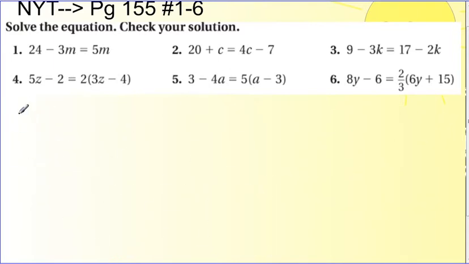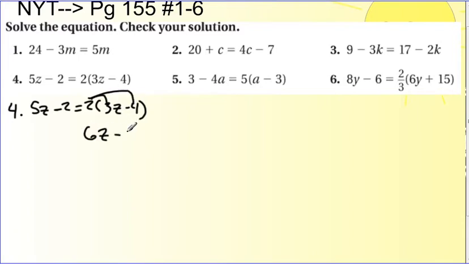All right. Number 4. We'll change to black. 4 says 5z minus 2 equals 2 times 3z minus 4. I do have parentheses. Multiply, multiply. That gives us 6z minus 8. 5z minus 2. I can't combine anything here. I can't combine anything there, so there's no combining like terms.